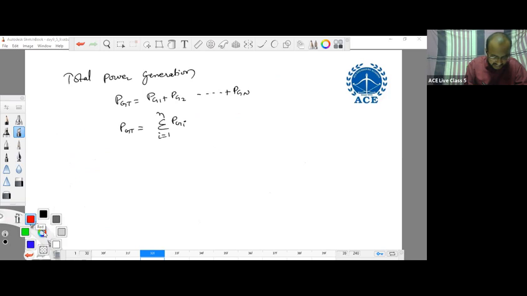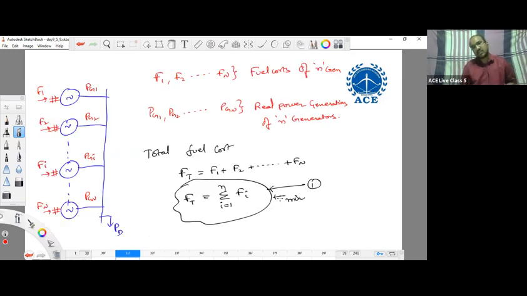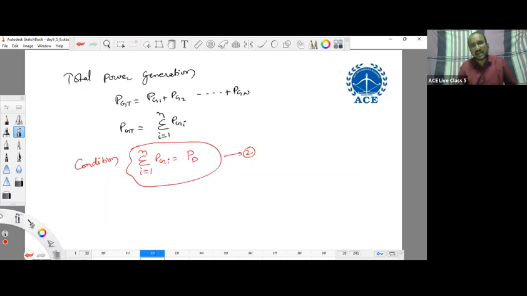So what is the condition that must be satisfied? Total power generation must be equal to power demand, that is sigma i equals 1 to n Pgi must be equal to PD. So we need to satisfy this condition, equation 2, and we should minimize equation 1. The objective is to minimize the total fuel cost, equation 1, satisfying equation 2.